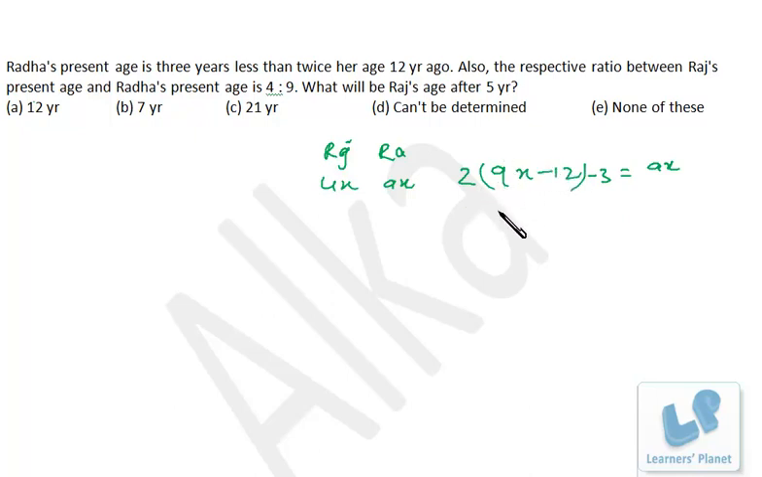Her present age is 3 years less than twice her age 12 years ago, right? So we simply have to solve this equation. 18x minus 24 minus 3 is 9x. So 9x is 27, that means x is 3. So their present ages are 9 into 3 and 4 into 3. But we are interested in Raj's age. So 4 into 3, 12. That is Raj's present age. So after 5 years it will be 17. So that's none of these. Okay.